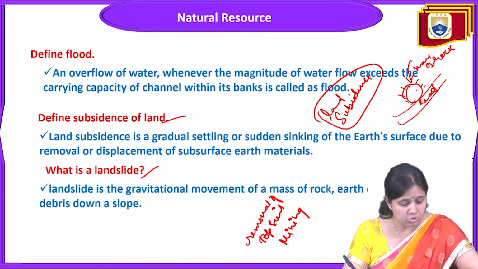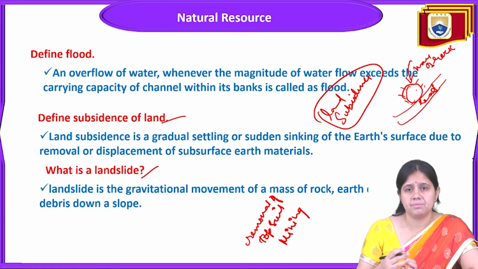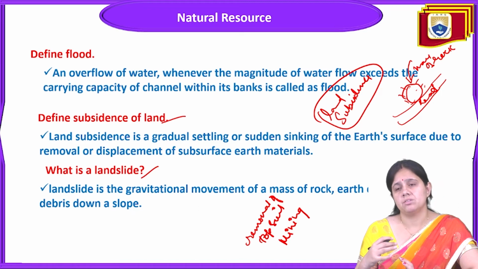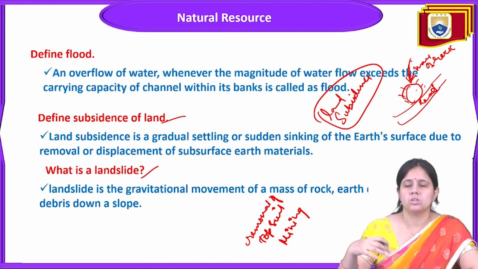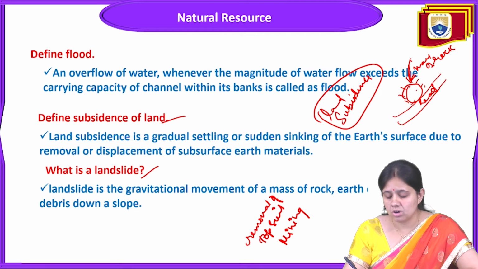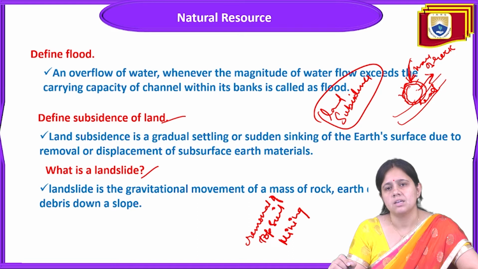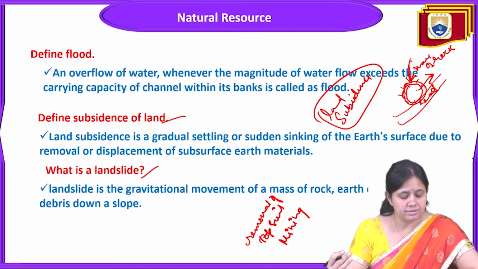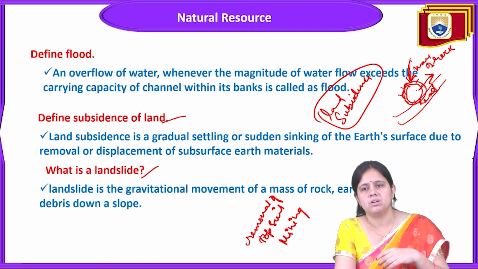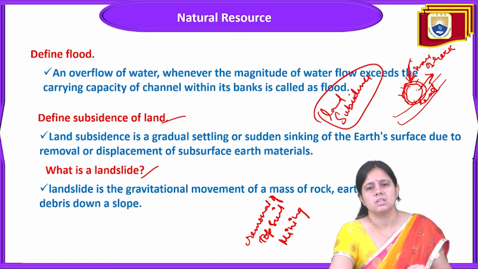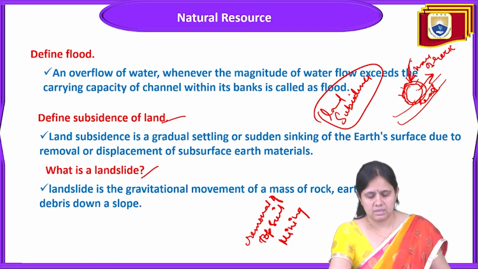will come down a slope in the form of debris. This is like a movement of mass, and due to the earth's gravitational force, it will automatically come down onto the road and stop on the road, and that is called a landslide. The gravitational movement of a mass of rock, earth, or debris down a slope is called a landslide.